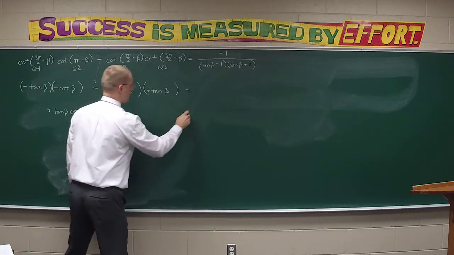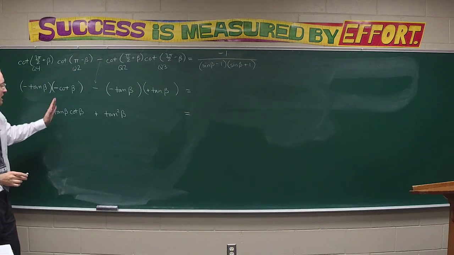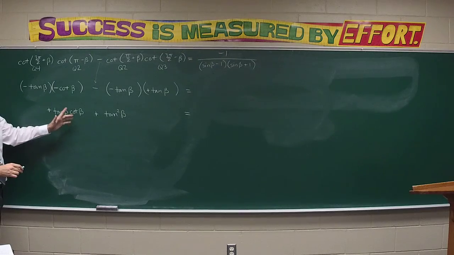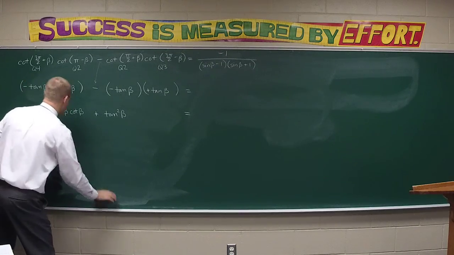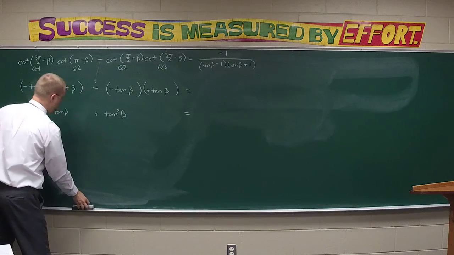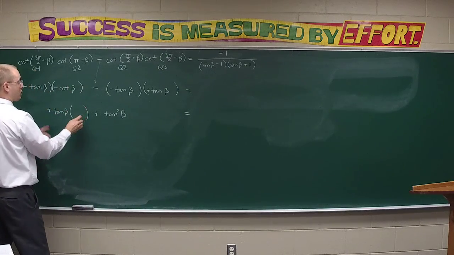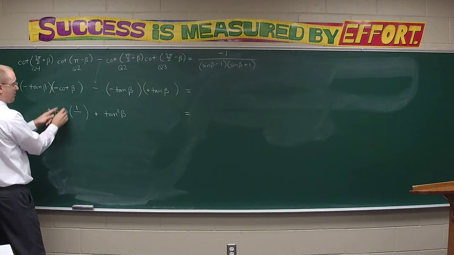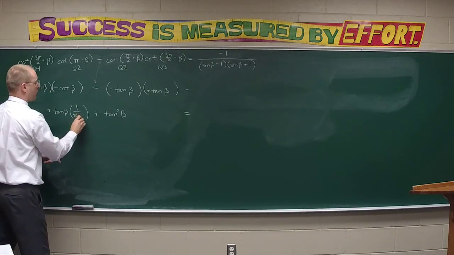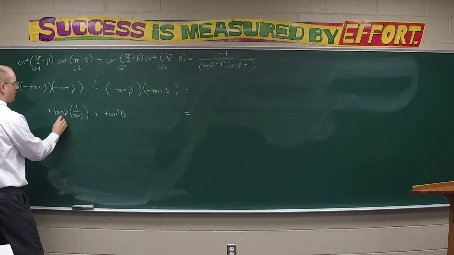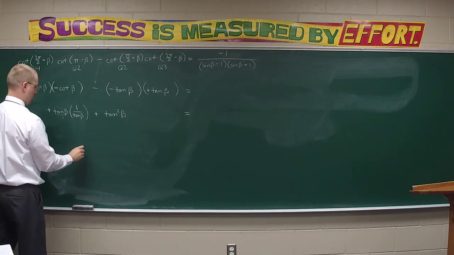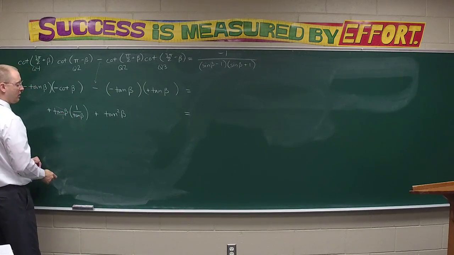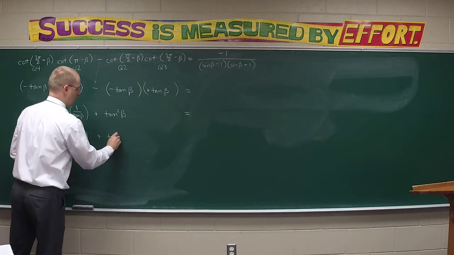Now, I've got a tangent up against a cotangent. Make the cotangent 1 over tangent. We're showing the negative times negative becomes positive. We show the tangent, but we're also showing how the cotangent becomes 1 over tangent. Tangent beta over 1, cancel the tangents, cancel the 1s. So we get 1 plus tangent squared beta.